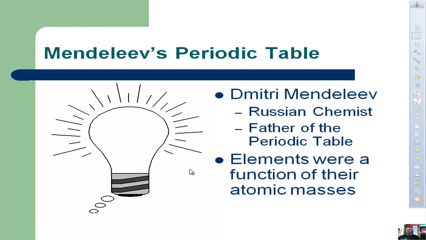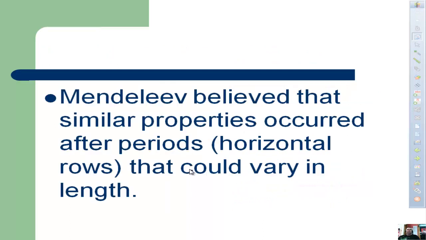He also said that, again, they're going to be functions of their atomic masses, meaning that we're going to place the lightest one first, and we're going to place the heaviest one last. Mendeleev believed, though, that these physical and chemical properties occurred after periods, which are horizontal rows that could vary in length. Now, when you go back to Newlands, remember, he said we would have gone 7 across and then went to row number 2, went 7 across, went to row number 3, went 7 across, and so forth.